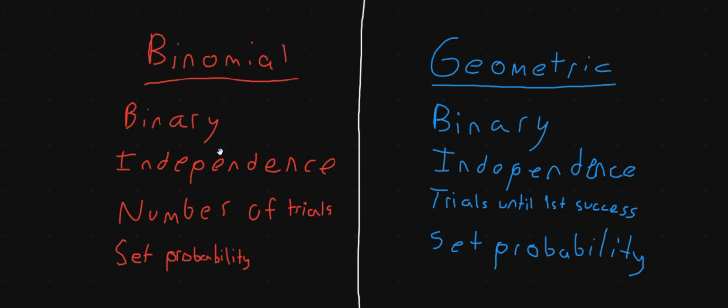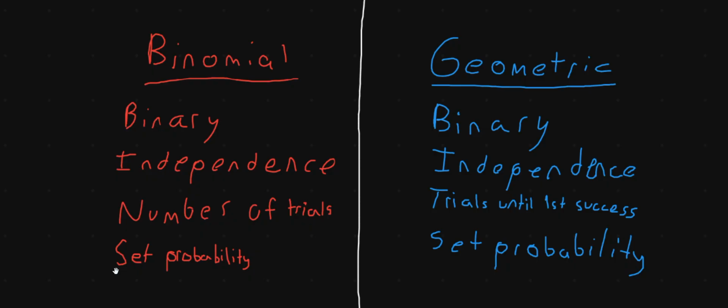Where there's independence, that means that every outcome is independent of each other, that it doesn't affect each other. There's a set number of trials. This is the main thing that really differentiates between the binomial and geometric, but I'll get to that later. And also a set probability. That means you always need to have a constant probability. You can't just keep changing probabilities.